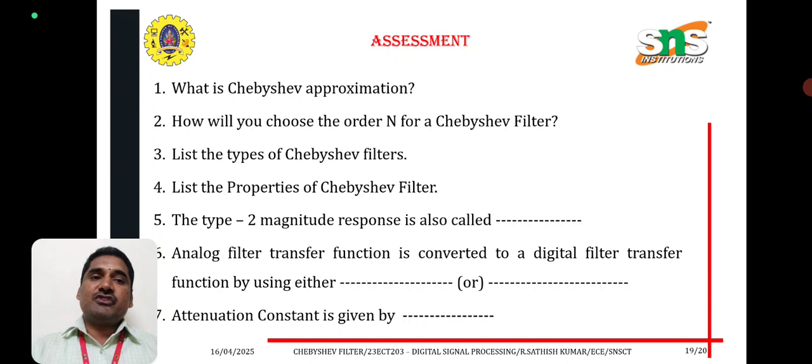Analog filter transfer function is converted to digital filter transfer function by using either impulse invariant transformation or bilinear transformation. The attenuation constant is given by epsilon = (1/Ap² − 1)^(1/2). Thank you.